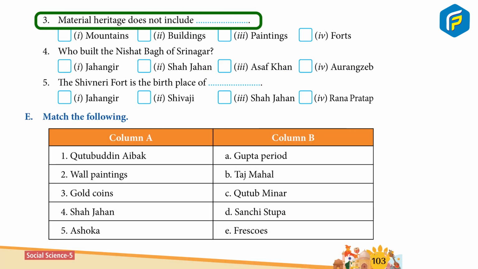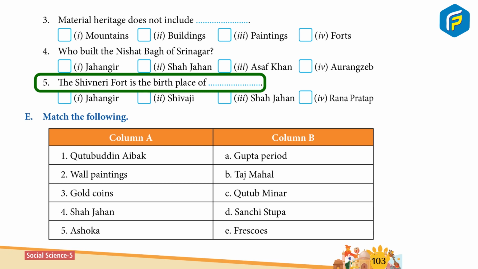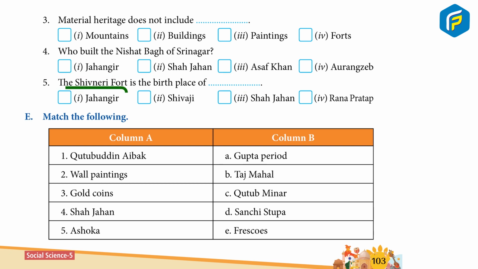3. Material heritage does not include Dash. 1. Mountains. 2. Buildings. 3. Paintings. 4. Forts. 4. Who built the Nishad Bagh of Srinagar? 1. Jahangir. 2. Shah Jahan. 3. Asaf Khan. 4. Aurangzeb. 5. The Shivneri Fort is the birthplace of Dash. 1. Jahangir. 2. Shivaji. 3. Shah Jahan. 4. Rana Pratap.